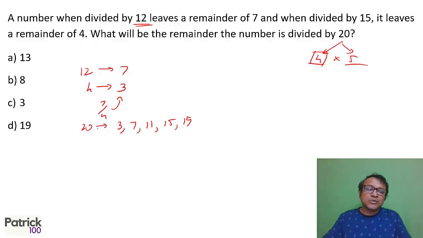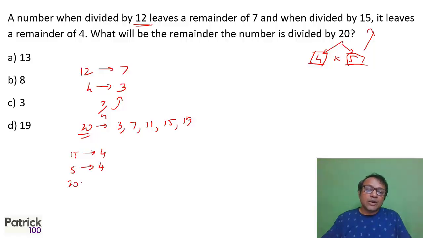So all the numbers which when divided by 4 will give you remainder 3. So next we check for 5. 5 is a part of 15. So when you divide by 15 you get a remainder 4, so when you divide by 5 you also get a remainder 4.